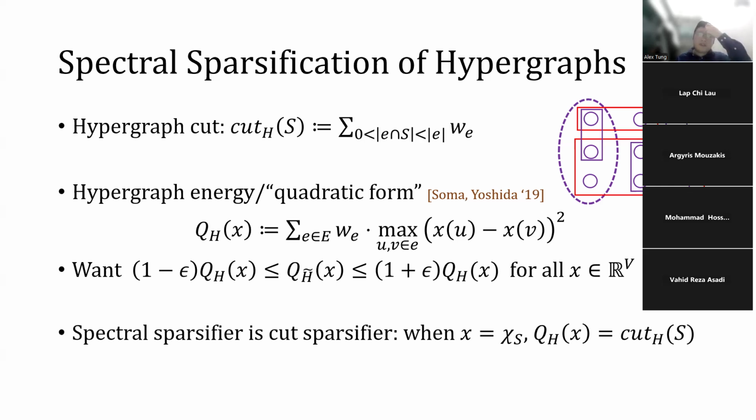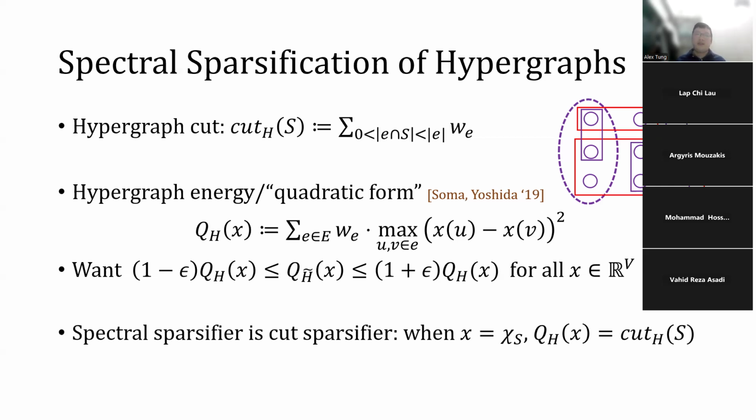And the tricky thing here is that the cut function here is not really a quadratic form, in the same sense as in the graph case. So for this, Soma and Yoshida defined hypergraph energy, or quote unquote quadratic form, to be this Q_H of x. So again, it's a sum over hyperedges. And for each hyperedge little e, the contribution now is the weight times the maximum squared difference between the x_u's in the hyperedge.